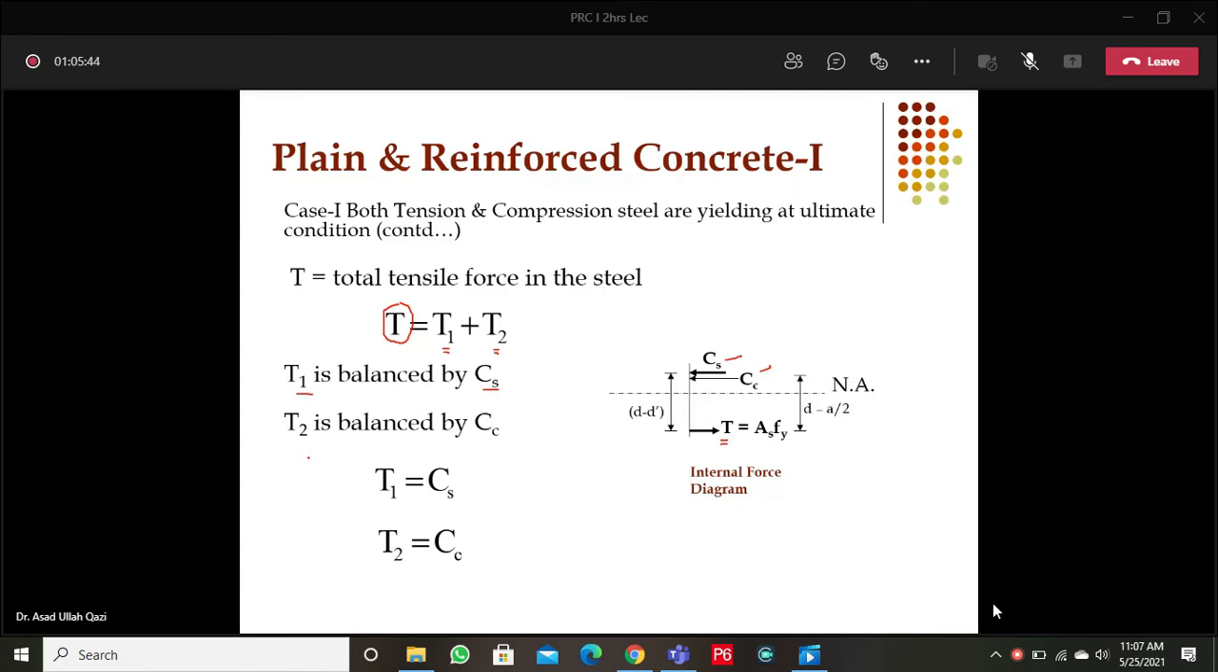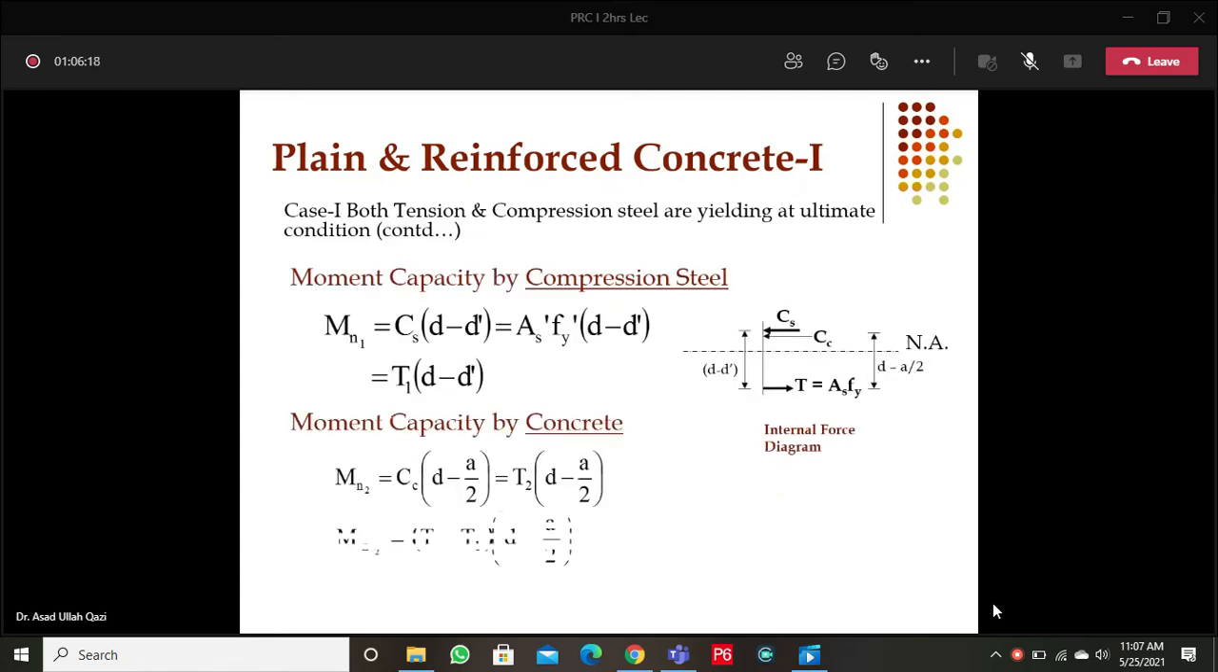It is not very much restricted that T1 should be equal to CS. It can be CC. It is just a theoretical balance. So T1 with CS and T2 with CC. Agreed. When you have this kind of equilibrium, now write the internal moment resistance equation of case one.